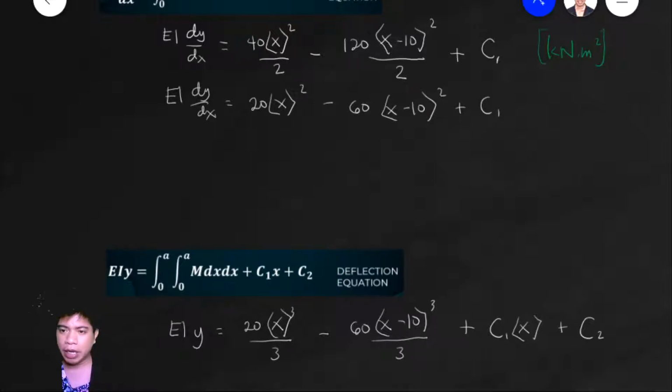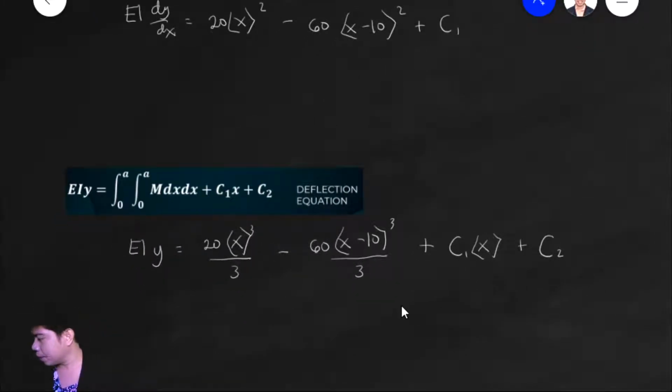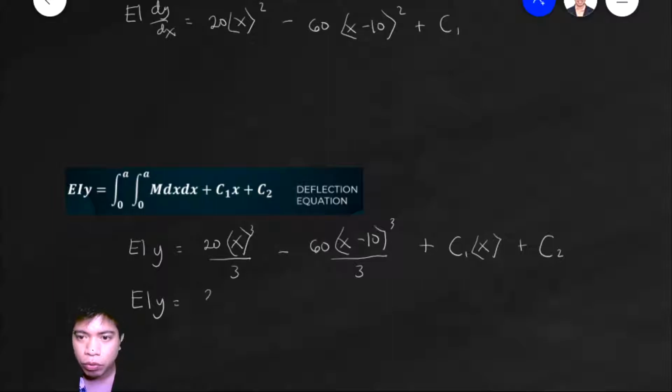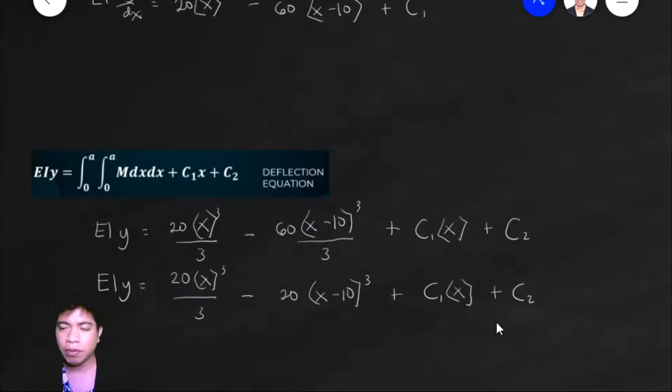Okay, so ito yung ating deflection equation, guys, no? I-simplify muna natin para mas madali yung ating pag-solve later on. So this will be EIy is equals to 20x cubed divided by 3. Huwag natin i-simplify ito ha, kasi hindi naman ito rational. So minus 20 times x minus 10 cubed, and then plus C1 x, and then plus C2. So ito na nga yung ating deflection equation na hindi pa final kasi wala pa tayong C1 tsaka C2.